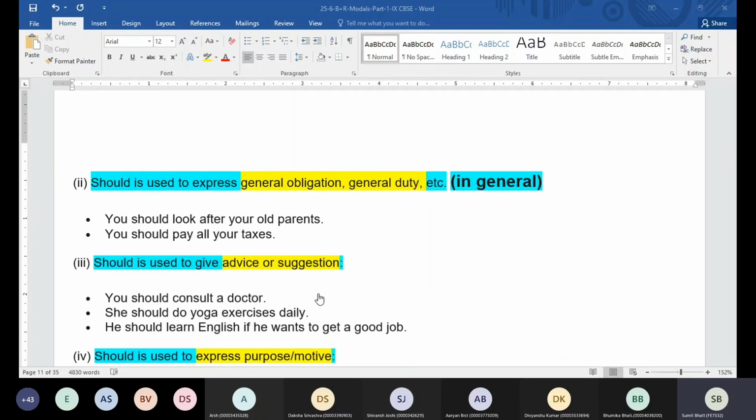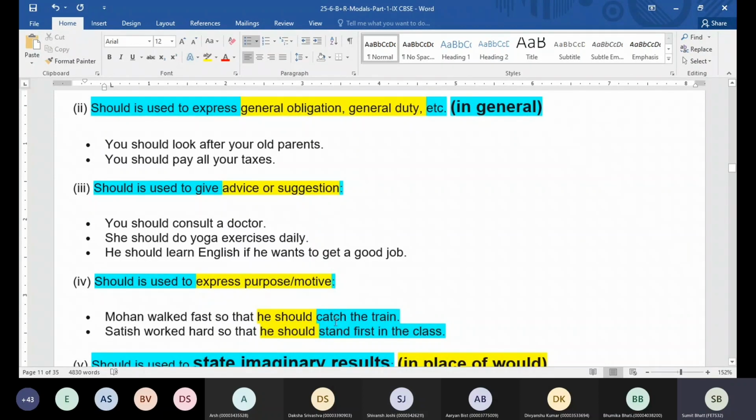Again, if you're advising someone or giving a valuable suggestion, you have given the suggestion, you have done your duty. Now it is up to them whether they accept it or not. Like, you should consult a doctor. You see that somebody is sick, you can say you should consult a doctor. You have just said it. Now you have advised the person and given the suggestion. It is up to the person whether he accepts it or not. She should do yoga exercises daily. He should learn English if he wants to get a good job. There is a reason: if he wants to achieve it, this is what he has to do. Then also we can use should.